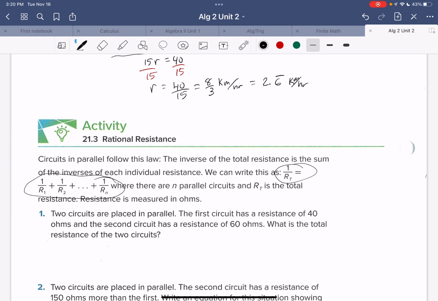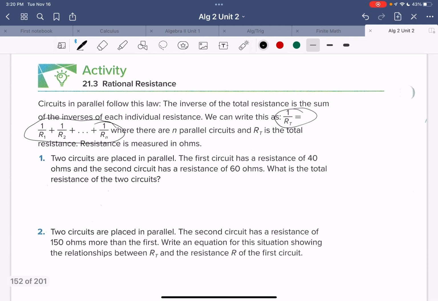It says circuits in parallel follow this law. The inverse of the total resistance is the sum of the inverses of each individual resistance. We can write this as blank, where there are in parallel circuits. So there's a whole bunch of circuits, and R of T is a total resistance, and it's measured in ohms. So you have two circuits in parallel.